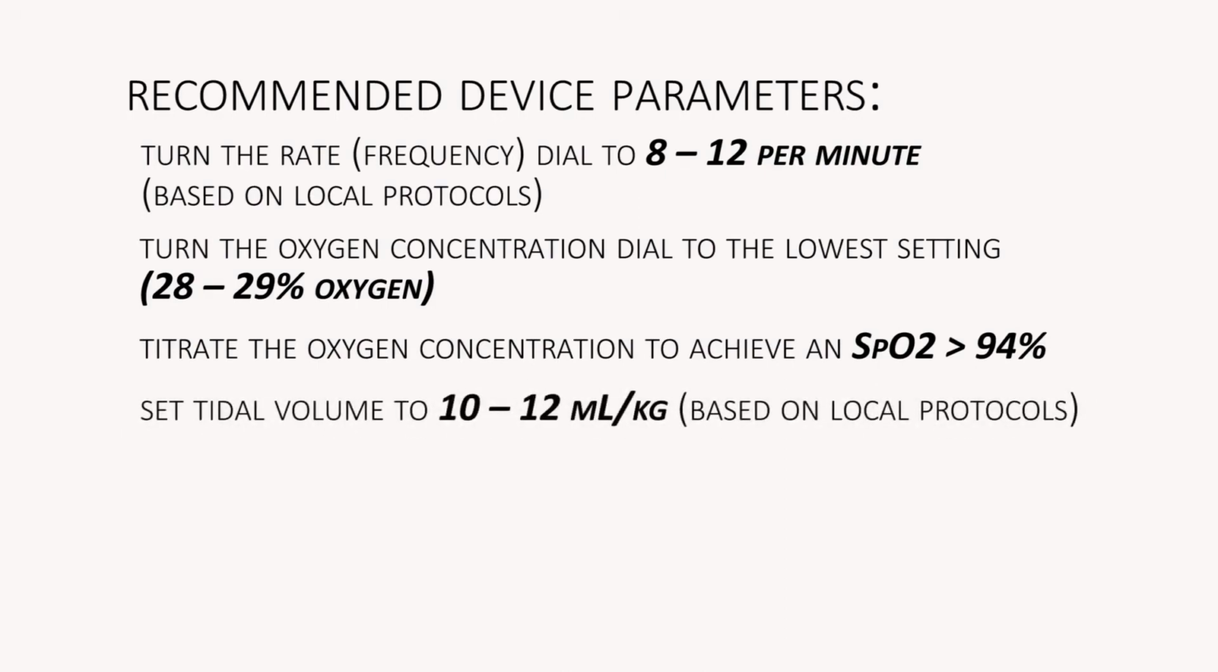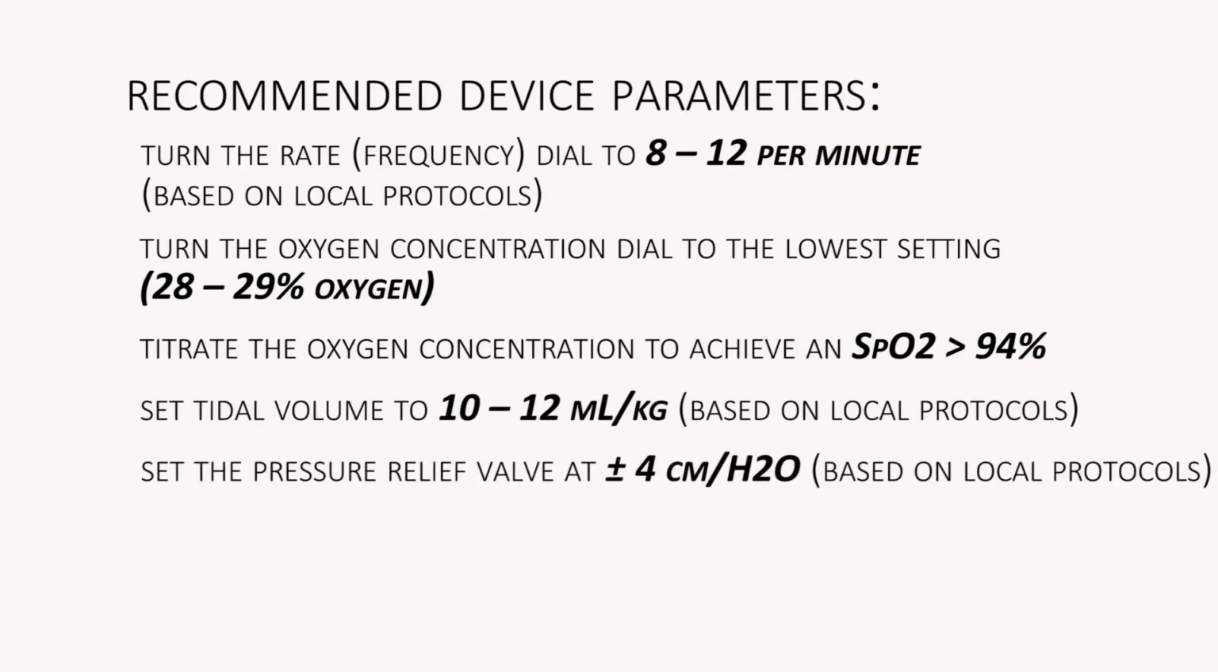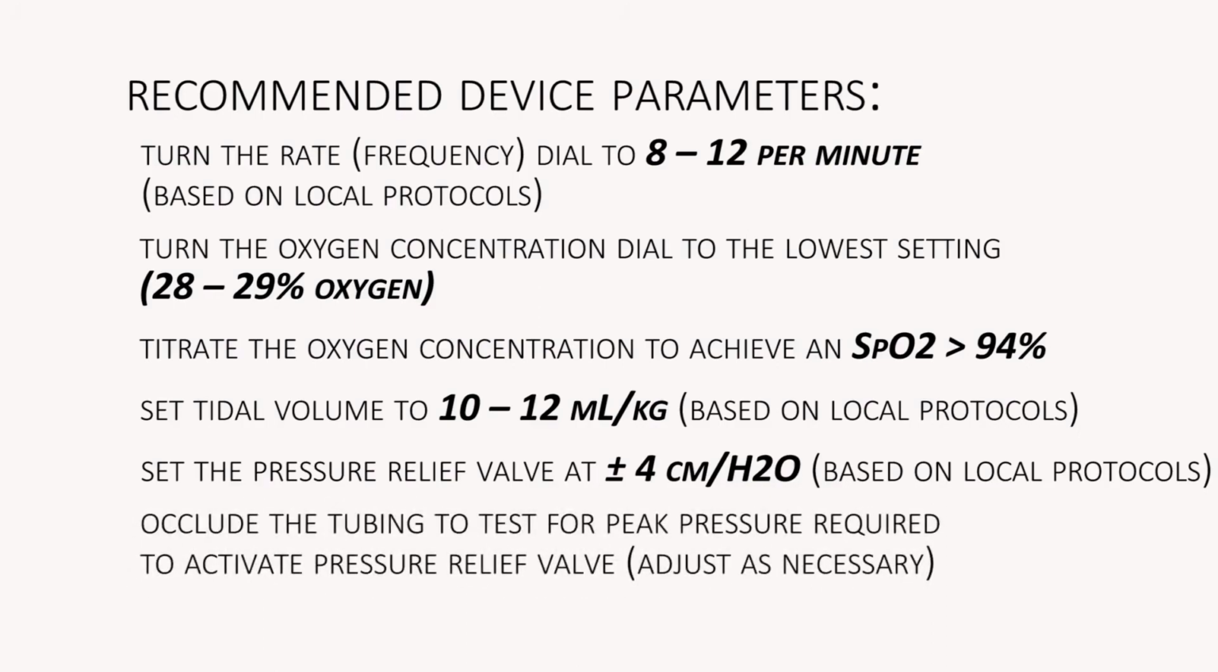Set tidal volume to 10 to 12 milliliters per kilogram. Set pressure relief valve at plus or minus 4 centimeters of H2O. Occlude tubing to test for peak pressure required to activate pressure relief valve and adjust as necessary.